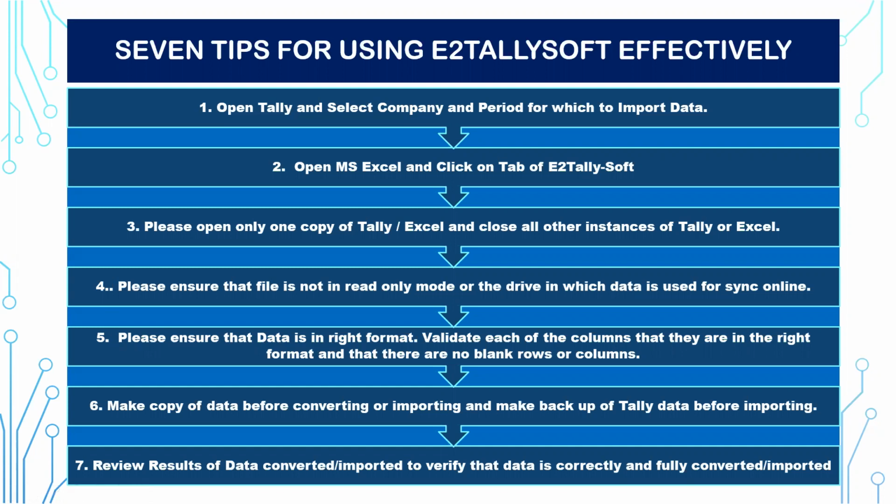For example, if it's date-related data, please use the filter option and check whether the date is in the right format. Similarly, text should be in text format and numbers in number format. You can validate each of the columns to ensure that they are in the right format and there are no blank rows or columns, and also no duplicate columns. We also built validation into the software so that if there are blank rows, they'll be automatically removed. And if there are duplicate columns, it will also tell you which columns are duplicate.